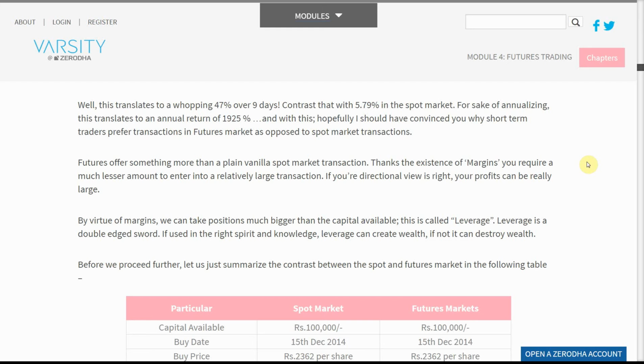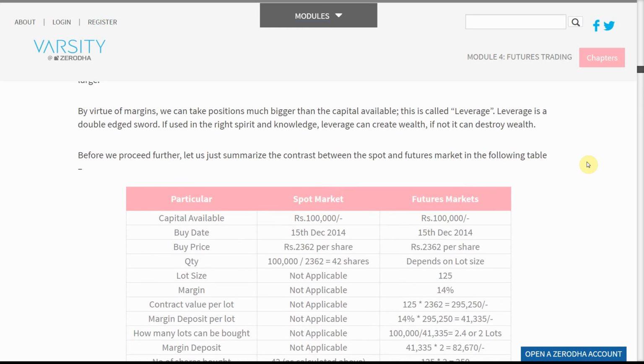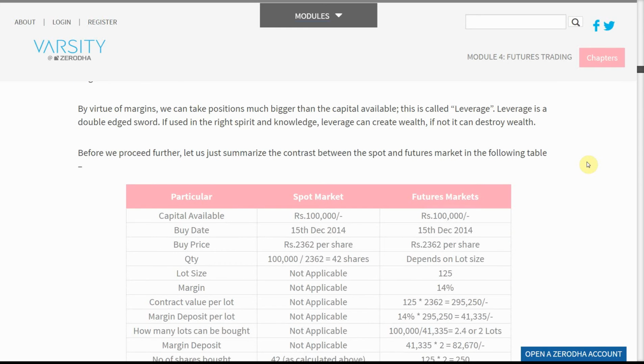This is called leverage. Leverage is a double-edged sword. If used in the right spirit and knowledge, leverage can create wealth. If not, it can destroy wealth. Before we proceed further, let us just summarize the contrast between the spot and futures market in the following table. Particular: spot market, futures market.